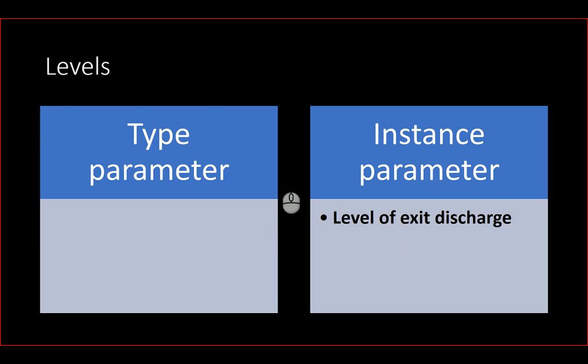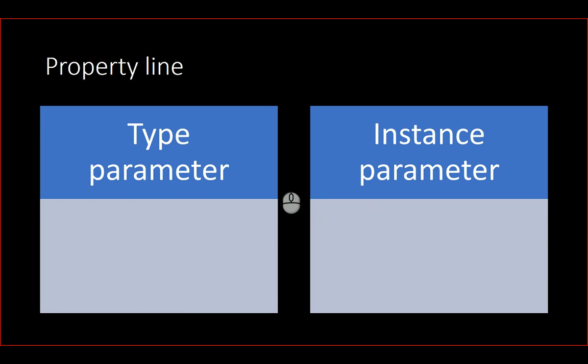We also need a little bit of information about levels. We need to define a level of exit discharge. We also have to know where the grade plane is and the height of the building. For property lines, we make use of property lines, but we haven't defined any additional parameters for them.